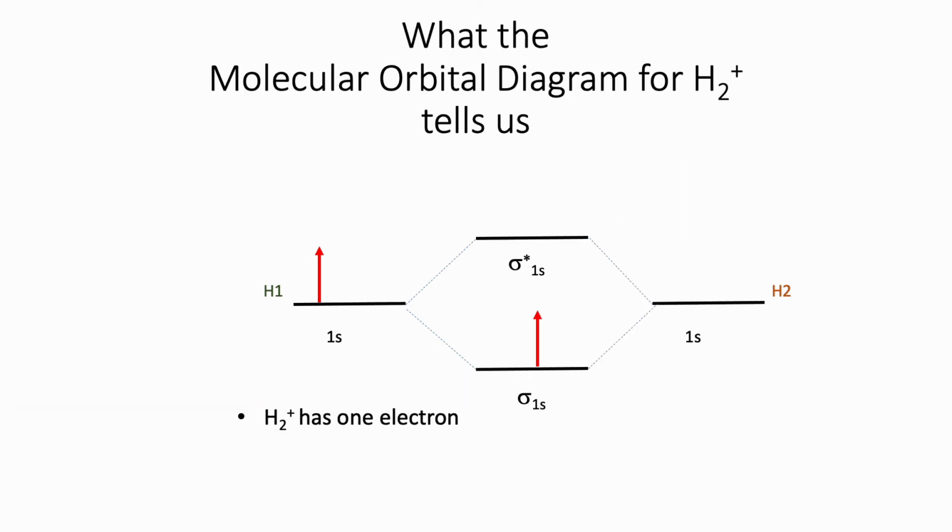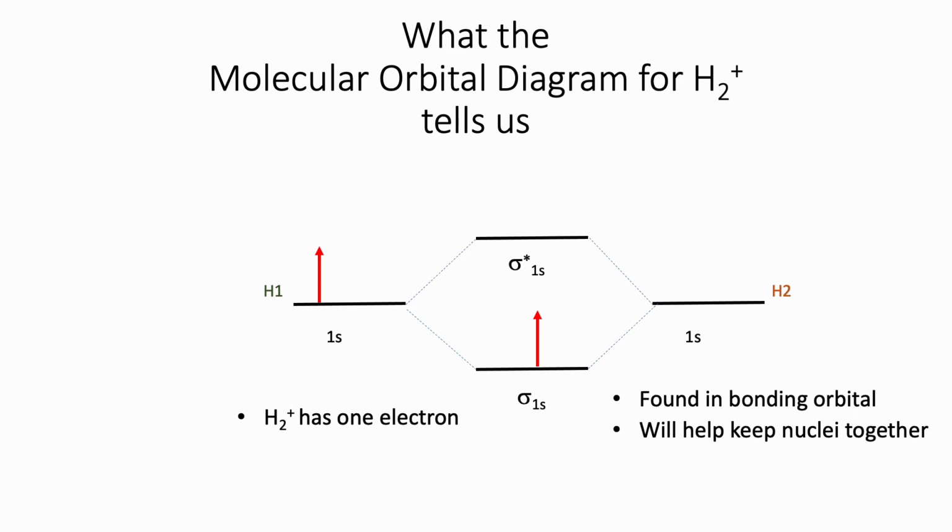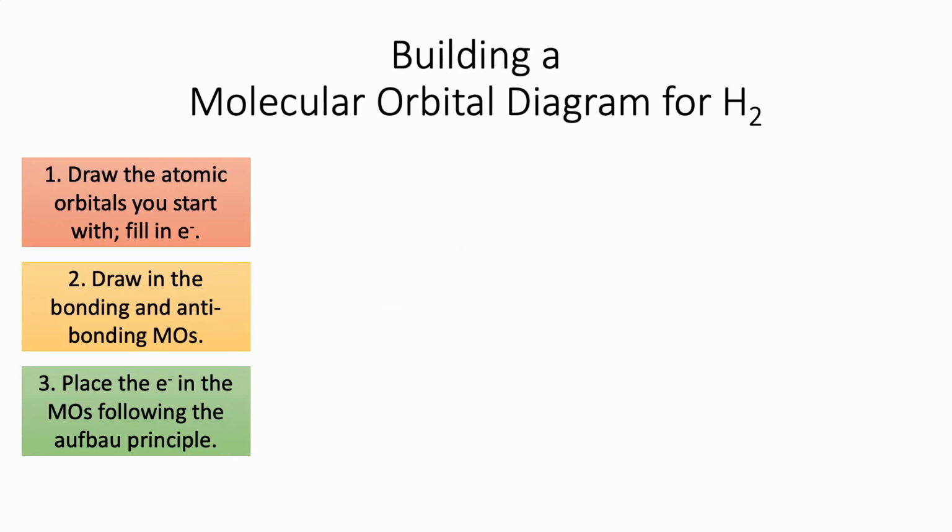So what does this tell us? First of all, that H2+ has one electron, and that one electron is found in the bonding orbital. That means that that one electron will help to keep the nuclei together. It will help stabilize the molecule. Now, of course, we rarely see H2+ in nature, so let's build an MO diagram for something we do see a lot, which is hydrogen gas, H2.